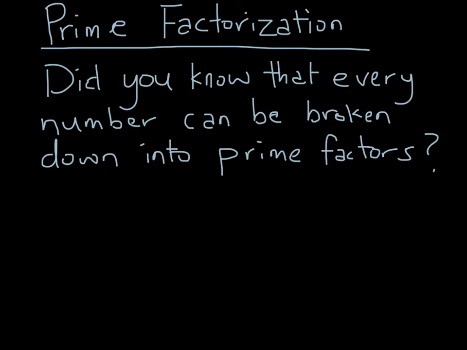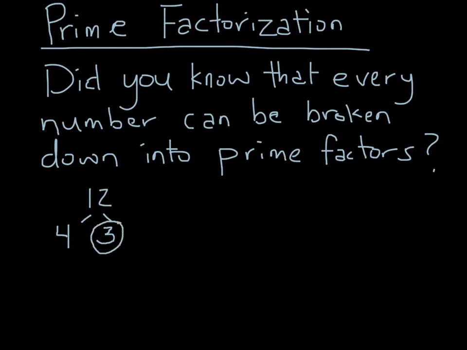Okay, for the last part of the lesson, today we're going to talk about prime factorization. Did you know that every number can be broken down into prime factors? For example, let's take the number 12. Think of 2 factors that you can multiply to get the product of 12. How about 4 and 3? Are either of these prime, 4 or 3? Hopefully you said yes, 3 is prime, and so I'm going to circle it.